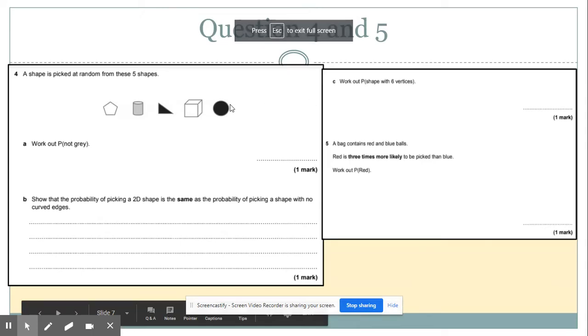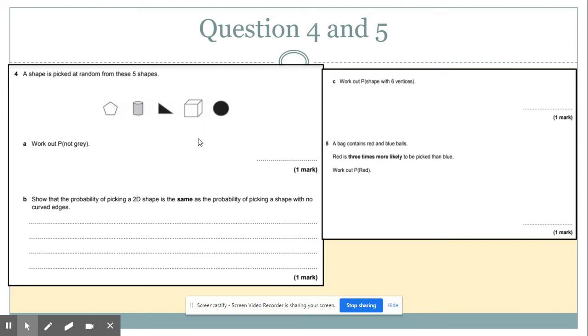Question number 4. A shape is picked at random from these 5 shapes. There are 5 different shapes. Work out the probability of not getting a gray. So you just have to be very careful. We calculate probability from whatever we want out of total. So whatever we want is the shape which is not gray.